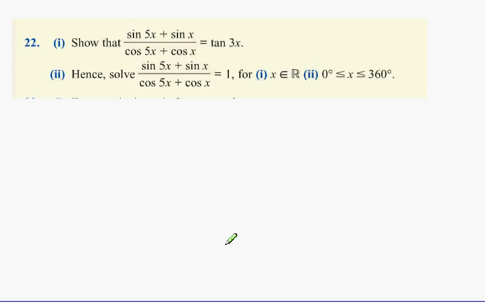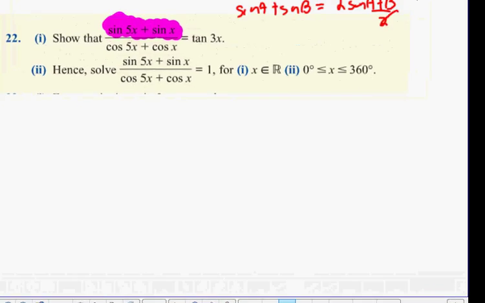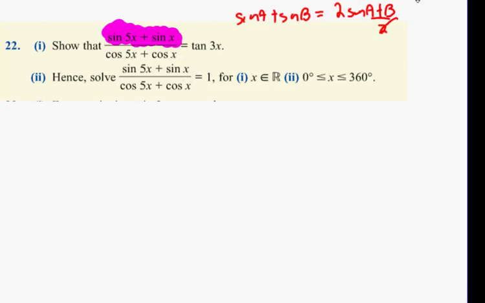What does this want me to do? It wants me to add a sine and a sine. So what's the rule for that? What's sine A plus sine B? 2 sine of fraction A plus B over 2. And the other one? Cos of fraction A minus B over 2. You happy with that?